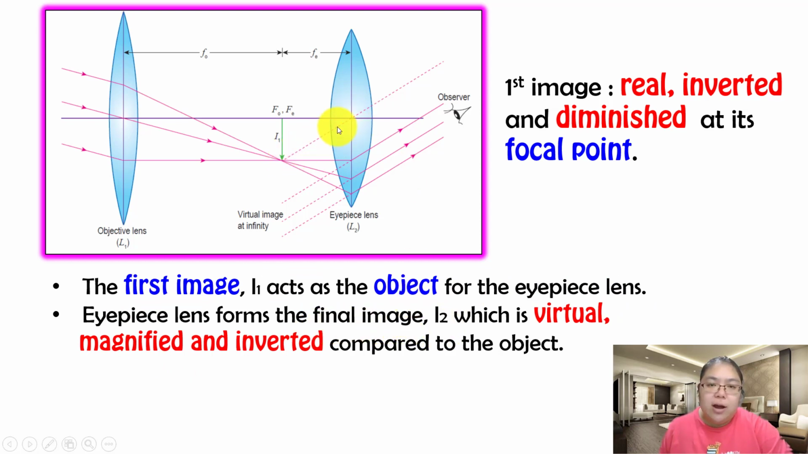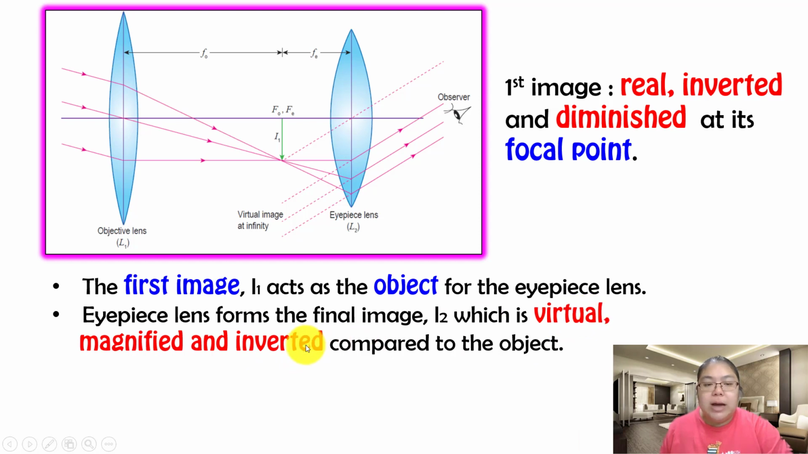So the first ray, how to draw from the image: go to the center. Then for the rest, you just continue to draw the line. All the lines are just parallel. So the eyepiece lens forms the final image, I2. From here, you cannot see the second image because the rays are already parallel, which means it is at infinity. So from here, we call it virtual, then magnified, and also inverted.